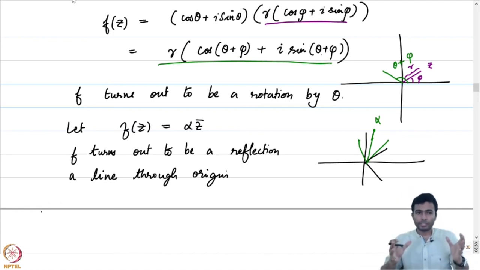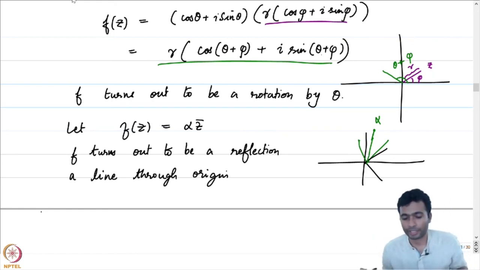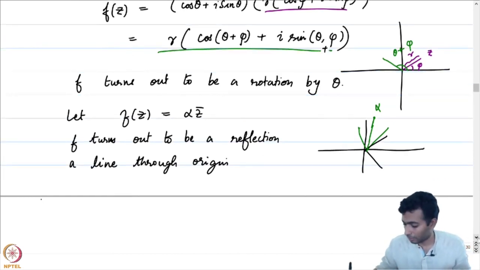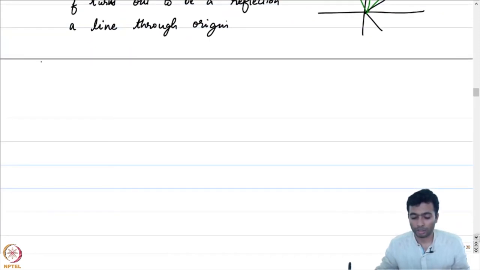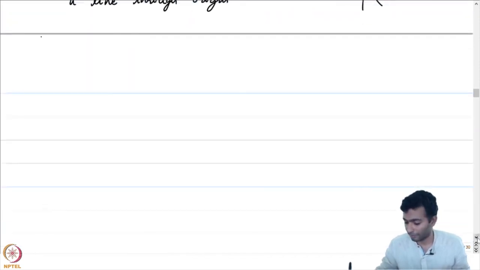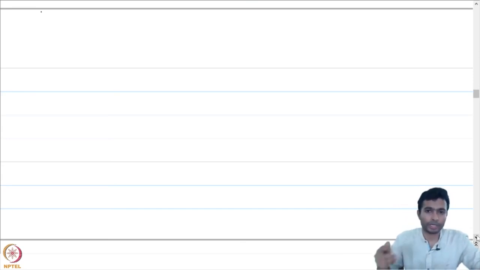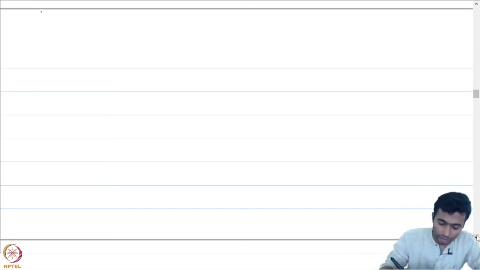Basically, what we have concluded is that every isometry which fixes the origin will either be a rotation or a reflection along some particular line. We have given a very complete and concrete description of how the isometries on the complex plane behave. Let us now revisit and come back to the polar decomposition. That is a very important representation of a given complex number.